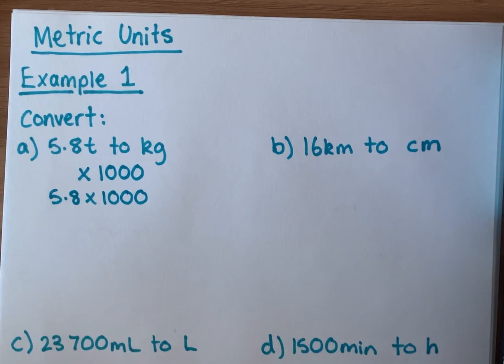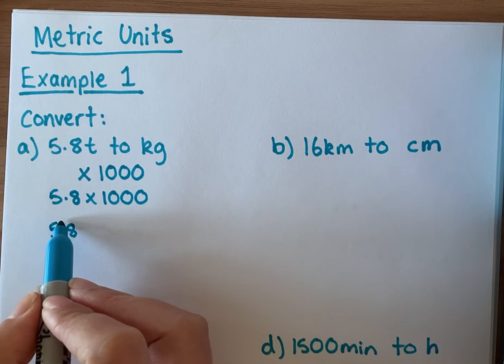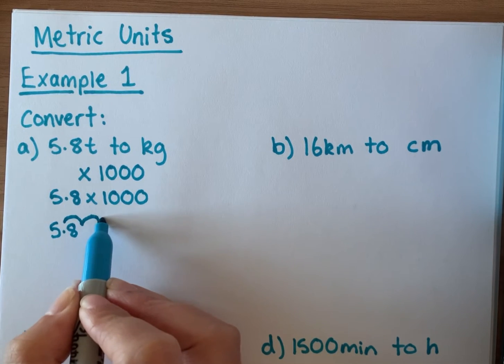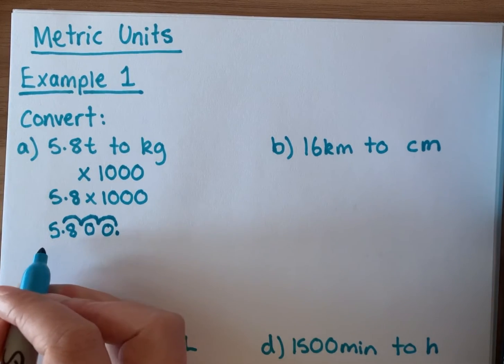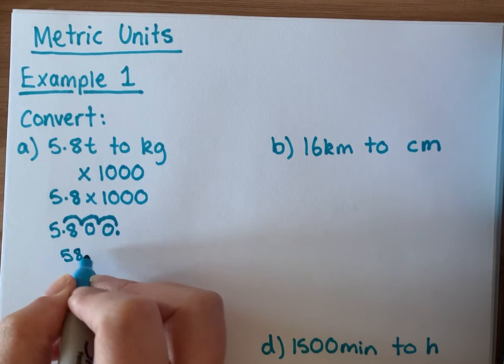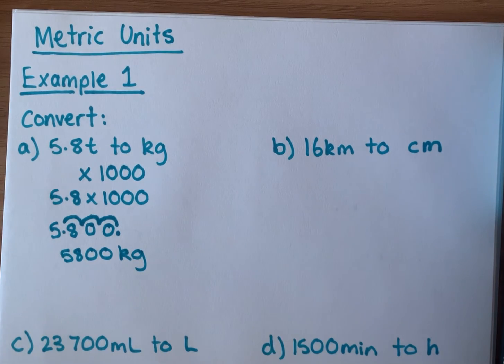Well, when we're multiplying by 1,000, we just need to move the decimal place. So there's 3 zeros, so let's just move 1, 2, 3. So the decimal place is now going to be here, which makes these zeros. And so now we have our number of kilos, 5,800 kilograms. So 5.8 tons is the same as 5,800 kilograms. And we didn't actually change the amount of mass. We didn't change the weight. We just changed the units. So the actual amount didn't change at all.